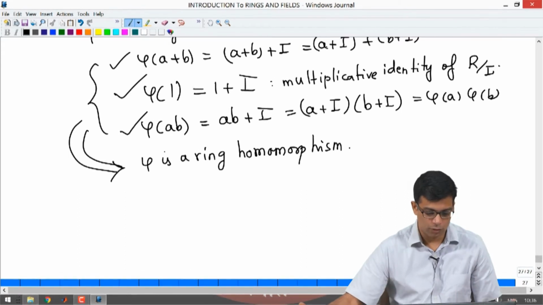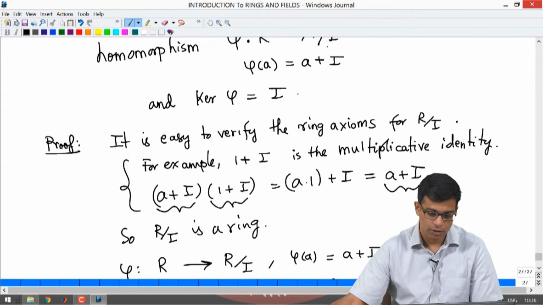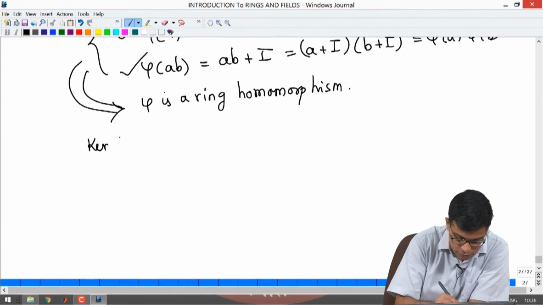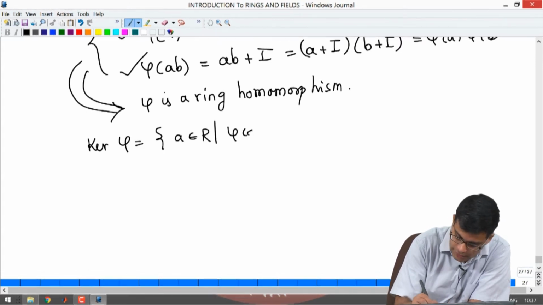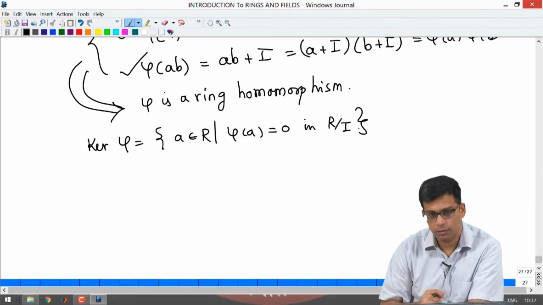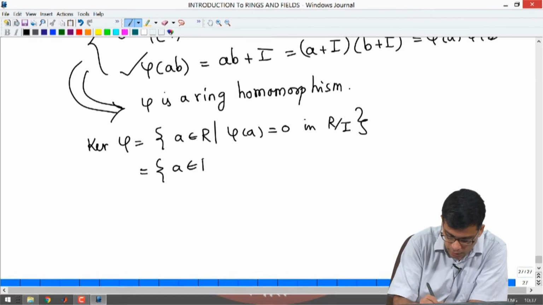Okay. So, now the last thing, what is the last thing in the theorem? Kernel of phi is the identity. So, what is kernel of phi? It is all elements A in R such that phi of A is 0 in R mod I, because phi is a map from R to R mod I.